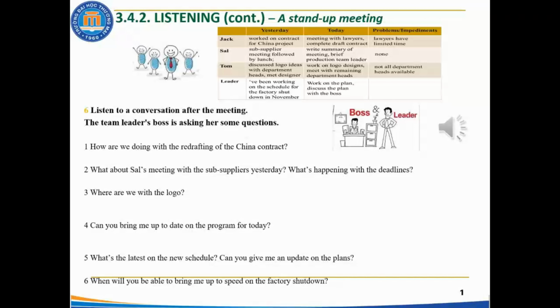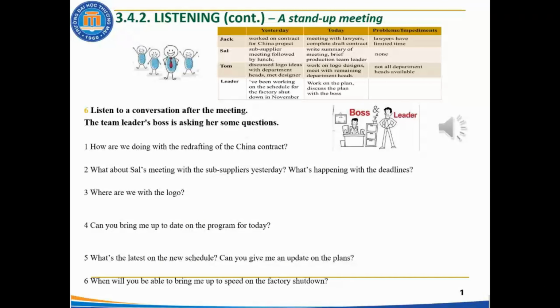Can you give me an update on the plans? Yes, I can do that now if you like. Fine. When will you be able to bring me up to speed on the factory shutdown? I should be in a position to do that this afternoon. Can I come round your office, say, 4-ish? Sounds good. Thanks.